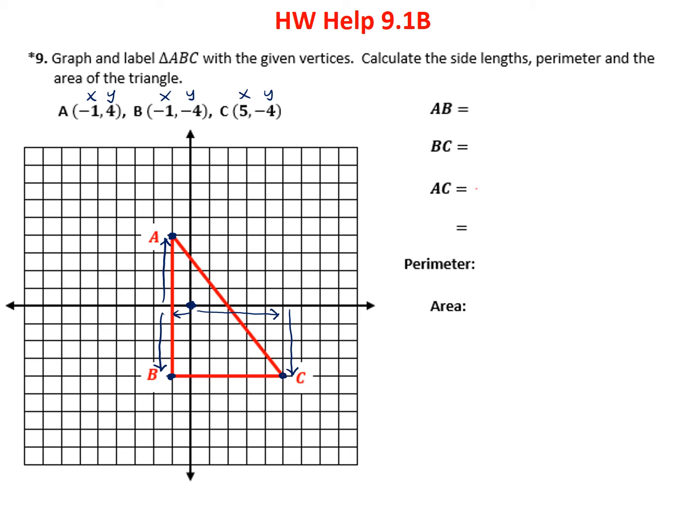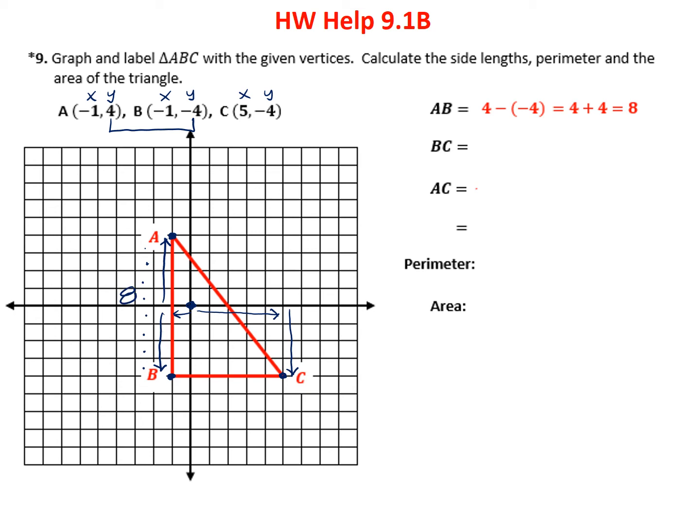Now to find the 3 sides, 2 of them are very easy because they're horizontal and vertical lines. For example, AB, I can simply count the squares here. 1, 2, 3, 4, 5, 6, 7, 8. Or I can subtract the y components here. See, 4 minus -4. Remember, subtracting a negative is the same as adding the positive. So 4 minus -4 is the same as 4 plus 4. Gives me the 8 that I saw there before. So this side is 8.